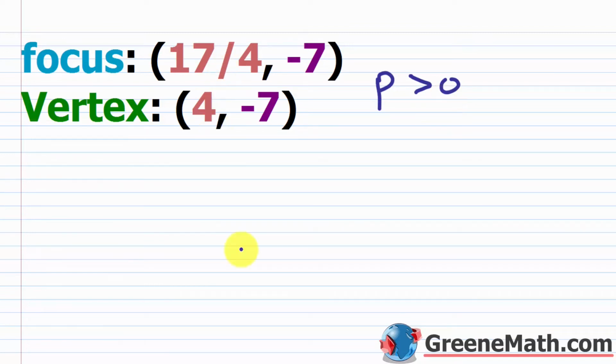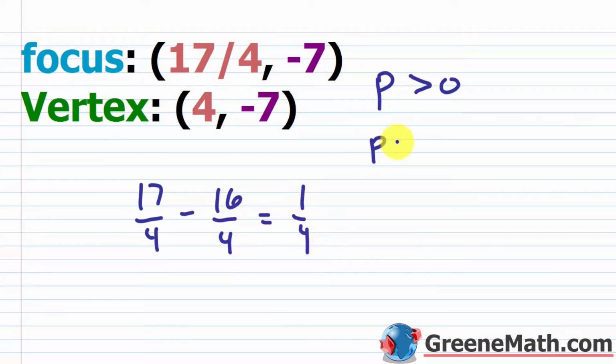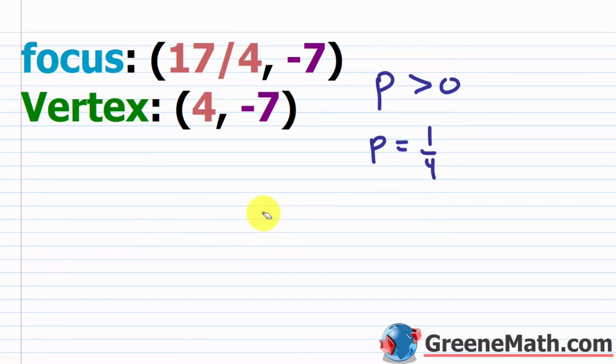So what I want to do now is think about my p. Let's just go ahead and get it. So it would be the distance between this and this. So again, don't worry about this. You're just subtracting 17/4 minus 4, which is 16/4. So that's going to be 1/4. Okay, so your p value is positive 1/4. Again, notice how it doesn't work out to be this in this case. So don't grab that like we did when we had a vertex at 0, 0. That is a very, very common mistake when you get on these problems. So we have p equal to 1/4.